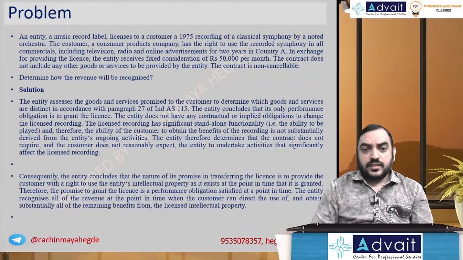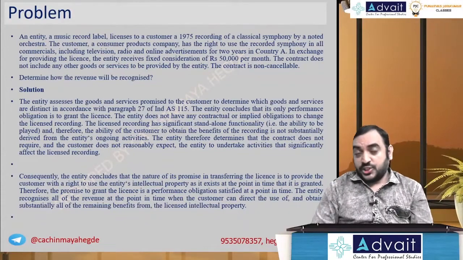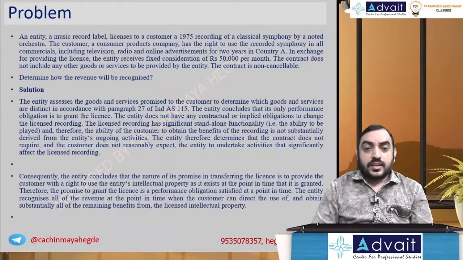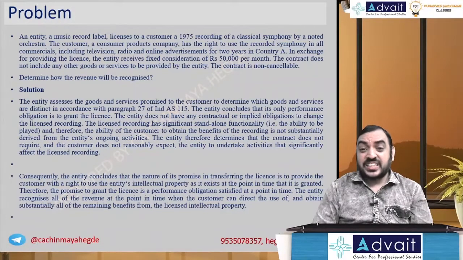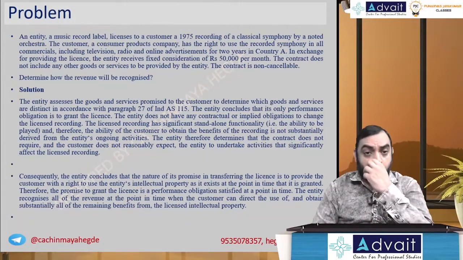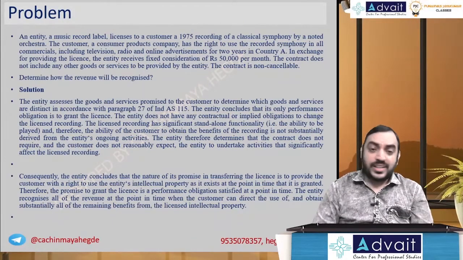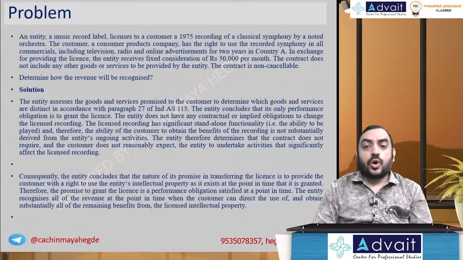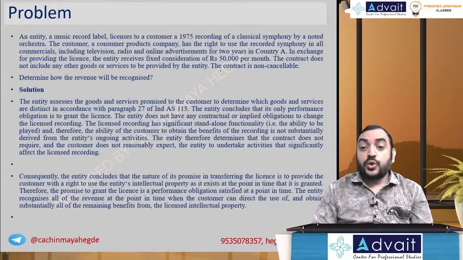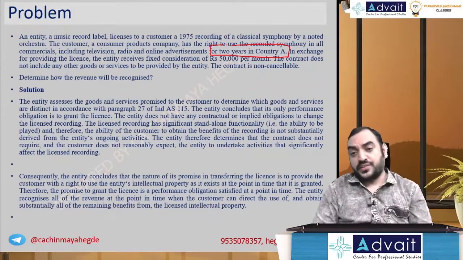An entity, a music record label like T Series maybe, licensed to a customer a 1975 recording of a classical symphony by a noted orchestra. The customer, a consumer products company, has the right to use the recorded symphony in all commercials, including television, radio, and online advertisement for 2 years in country A. You get the right for 2 years.